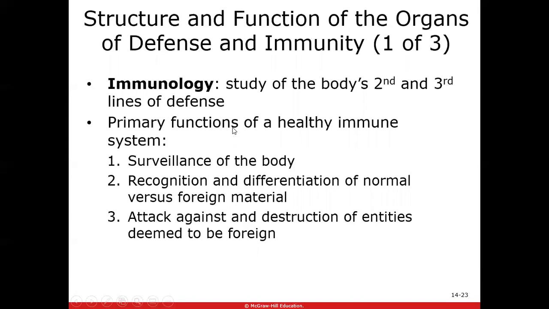Primary functions of the healthy immune system, surveillance of the body. That means you have a lot of patrols going around in your body all the time. A healthy immune system has substances that go through your body, go through your tissue, and they're monitoring your fluids and tissues all the time, looking for anything that's foreign. Then you can recognize and differentiate between normal versus foreign material. They recognize and say, wait a minute, this is normal, this is not normal. And then they are able to attack and destroy entities deemed to be foreign.